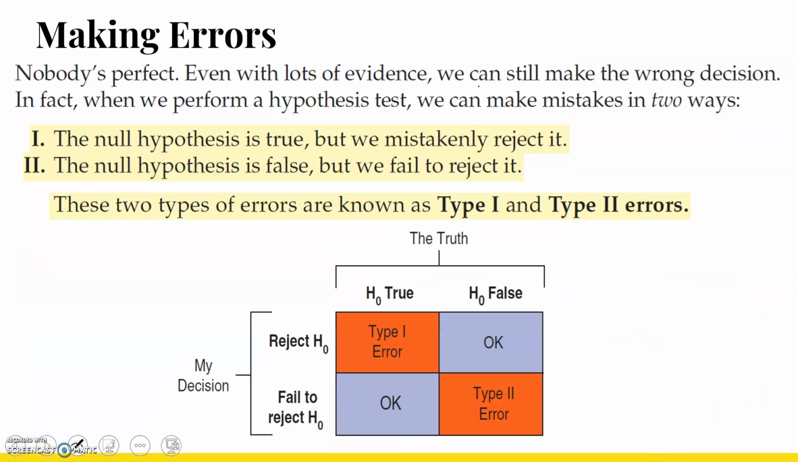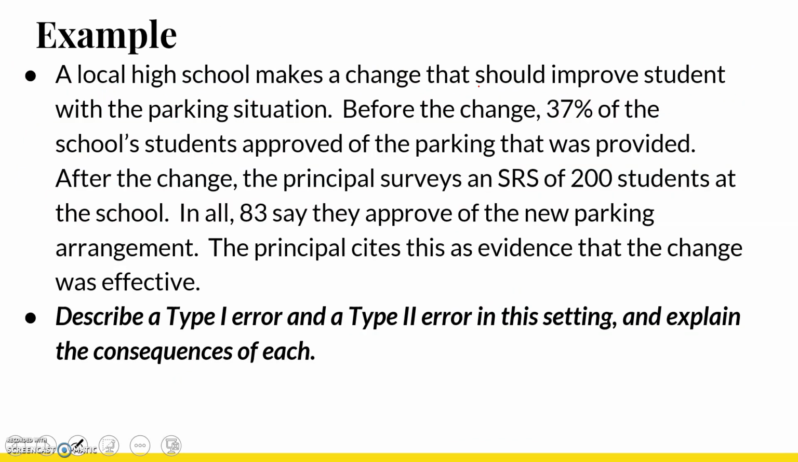All right, so here is just another way to think about type 1 and type 2 errors. The null hypothesis is true, but we mistakenly reject it. The null hypothesis is false, but we fail to reject it. Type 1 versus type 2. Very important. All right, so let's try this example out.